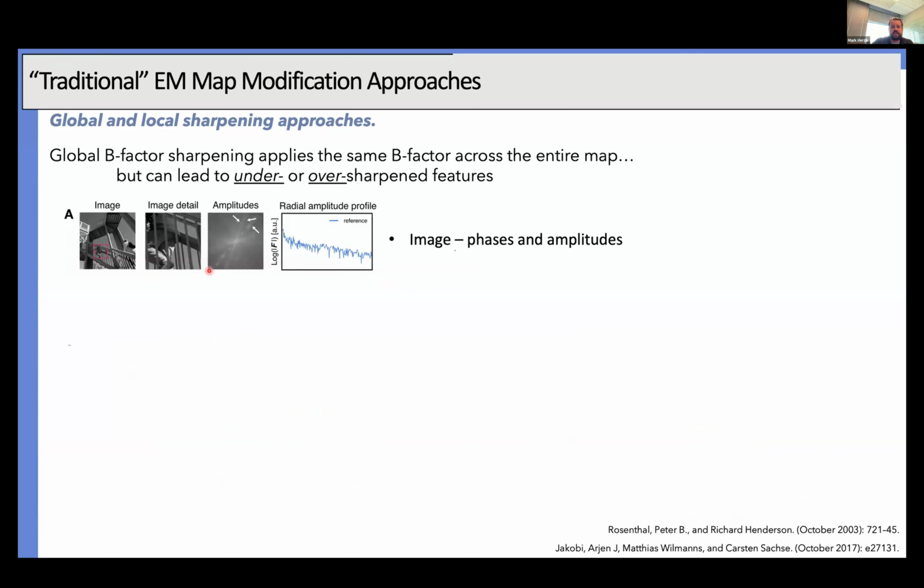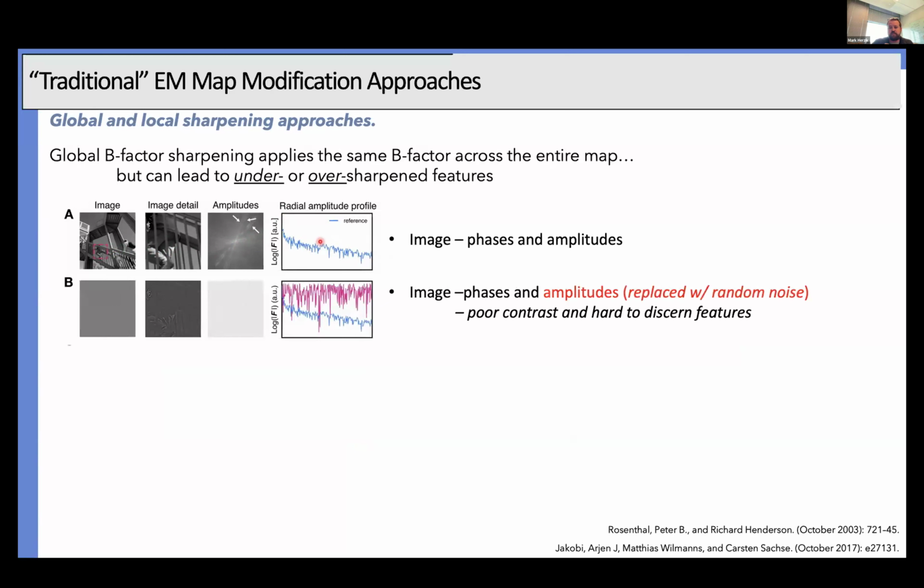To give you an idea, if we take a perfect image and have image details zoomed in from A, here we have the amplitudes and our radial decay. This image has perfect phases and perfect amplitudes. If we take the same image and keep the phases, similar to what we have in our cryo-EM data, but scramble the amplitudes and replace them with random noise, this leads to very poor contrast and hard to discern features. Basically, this image is barely recognizable unless you had prior information.